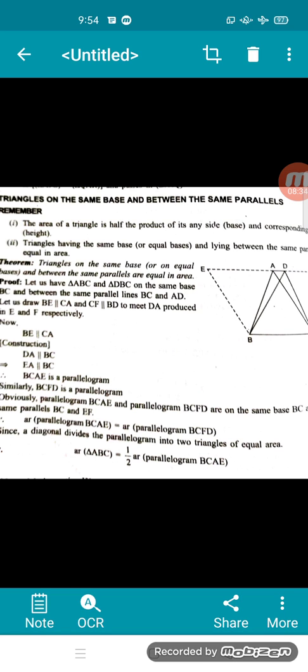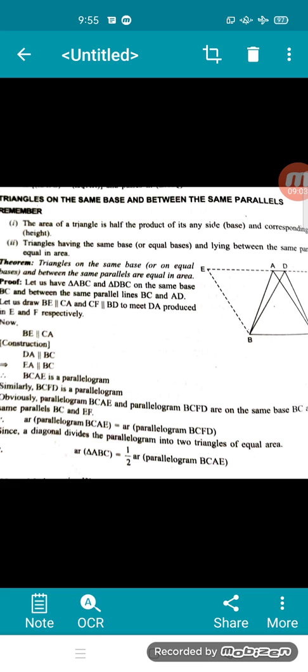Proof. Let us have triangle ABC. Please see the figure. Triangle ABC and triangle DBC, and the common base is BC. And they lie between which parallels? BC and AD. Let us draw BE parallel to CA and CF parallel to BD, to meet DA produced in E and F respectively.